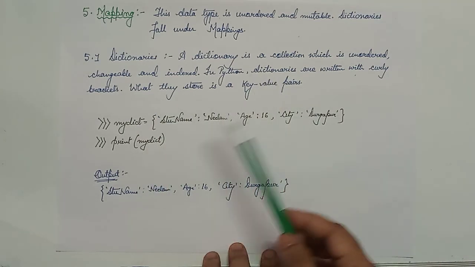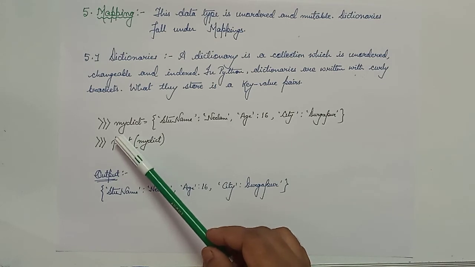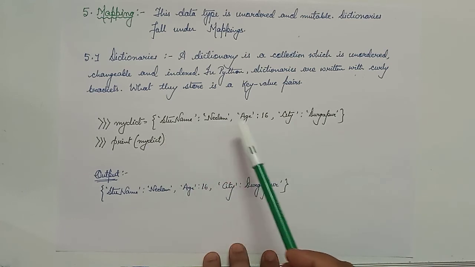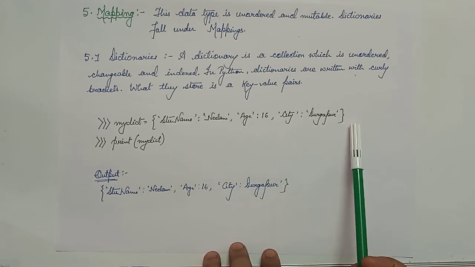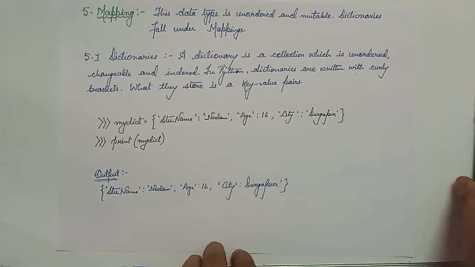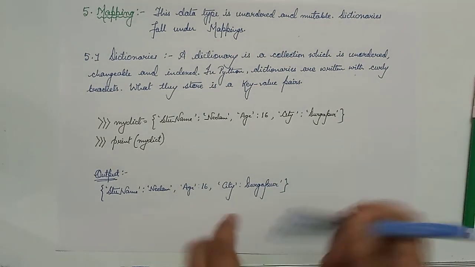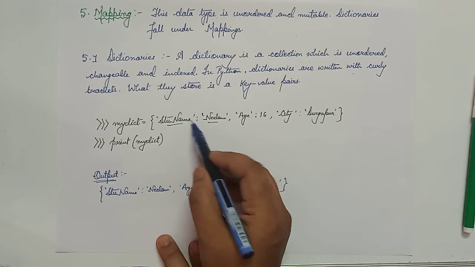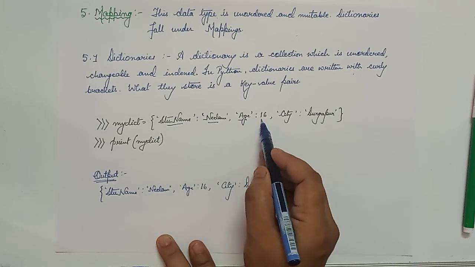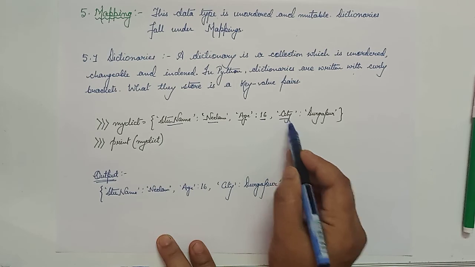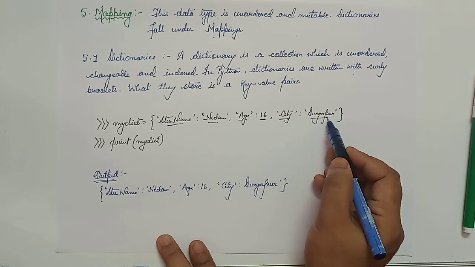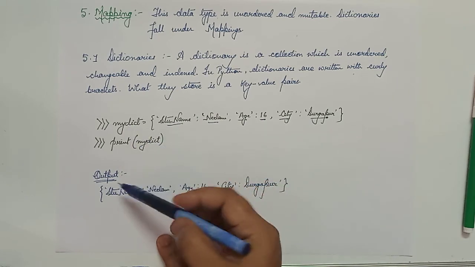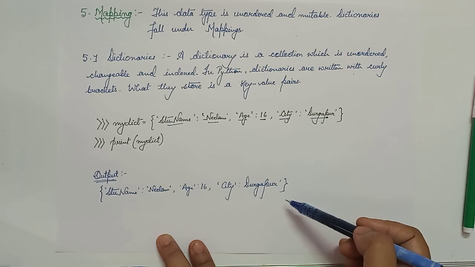Let's see an example. Here I have declared a dictionary named my dict. Stu name, Neelam, age 16, city Durgapur. Over here, stu name and Neelam: this is the key and this is the value. Age is the key and 16 is the value. City is the key and Durgapur is the value. Now if I want to print this dictionary, the output will come something like this.